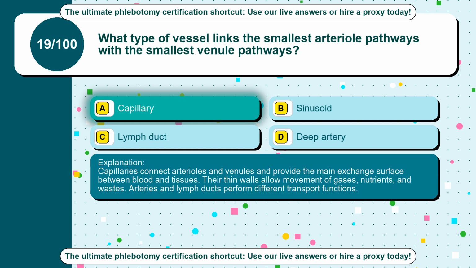Capillary. Capillaries connect arterioles and venules and provide the main exchange surface between blood and tissues. Their thin walls allow movement of gases, nutrients, and wastes. Arteries and lymph ducts perform different transport functions.